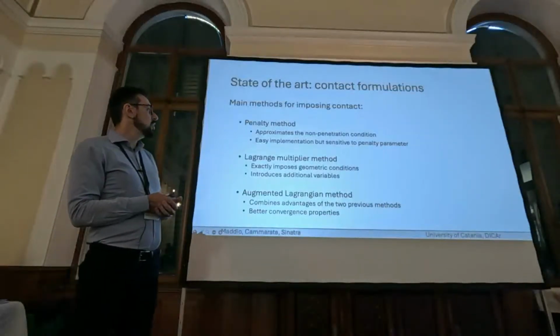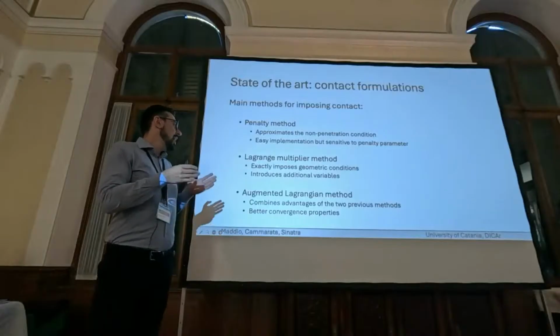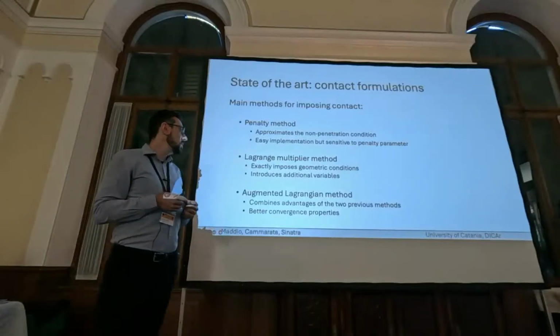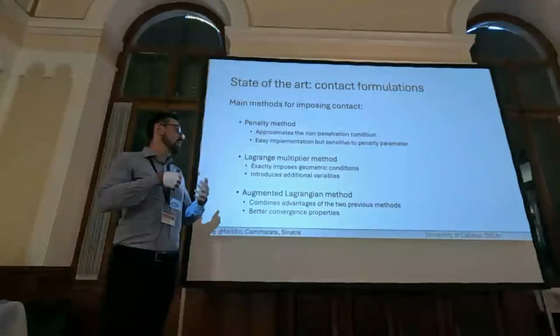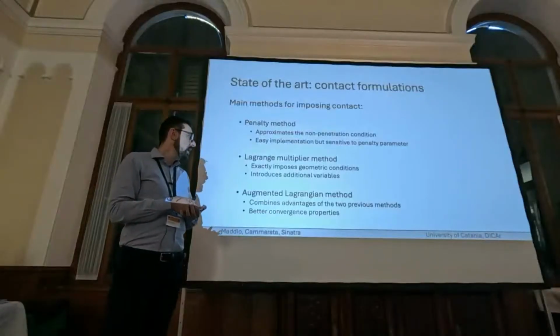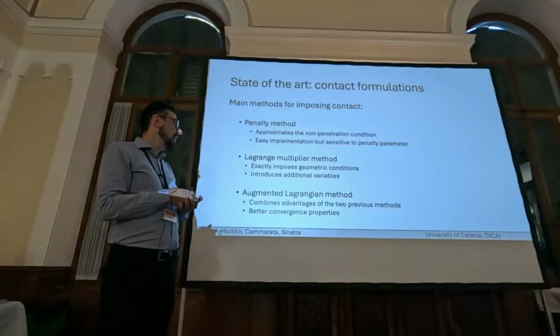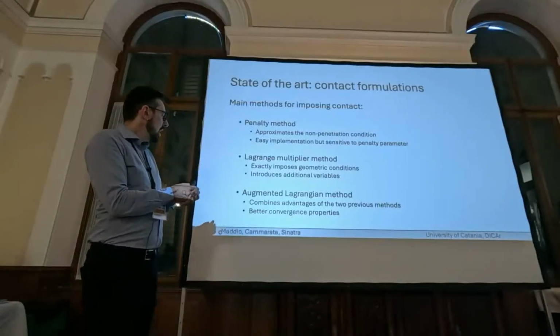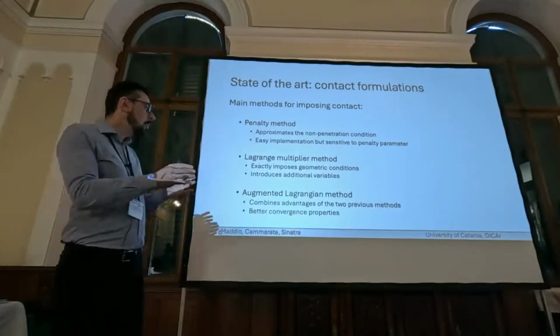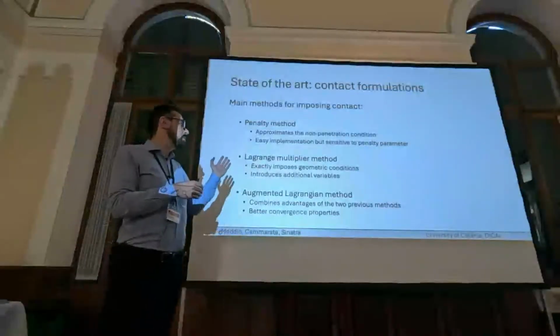Then we have the Lagrange multiplier method, which exactly imposes geometric conditions, and we introduce additional variables that could lead to very high numbers of equations. And the augmented Lagrangian method combines the advantages of the two methods.